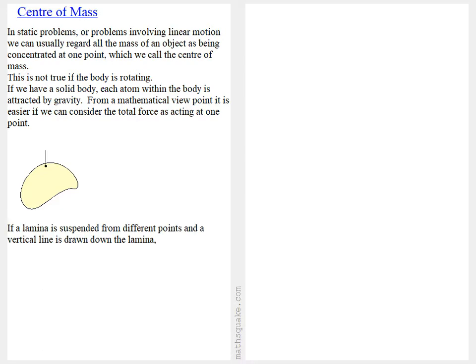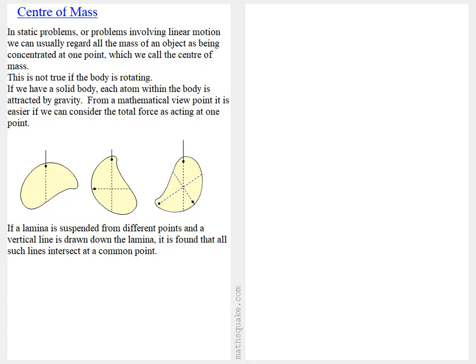If we suspend a lamina from different points on the lamina, and a vertical line is drawn down the lamina, it's found that all such lines intersect at a common point. The total mass of the object acts as if it was situated there. We call this point the centre of mass or the centre of gravity.